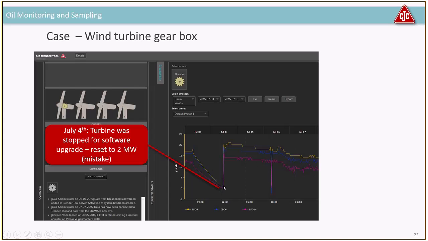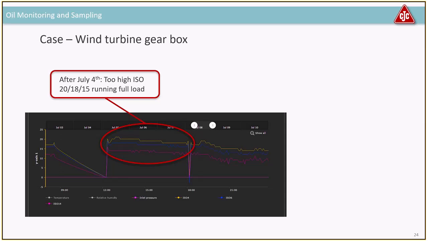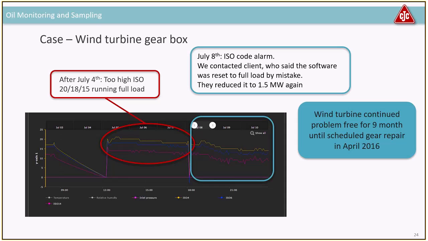So when they start up the turbine, you have a spike. That's quite normal when you're starting up a gearbox again. But the particles only slowly go down, and that's because we cannot keep up. We're generating too many particles compared to what the filter can remove. Now we're running full load. Zooming in again, you can see it's really bad, something like a 20/18/15 on full load, which is of course not good for a gearbox, especially not one that is worn.